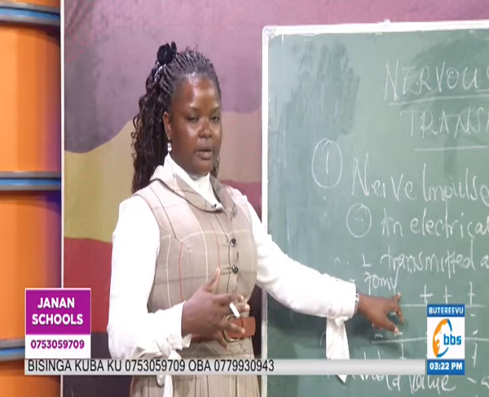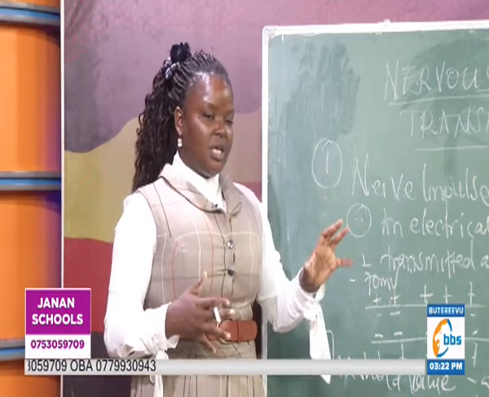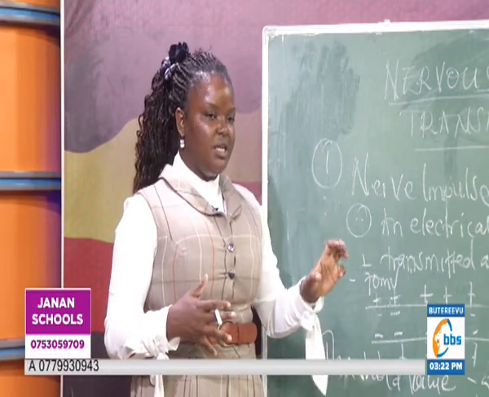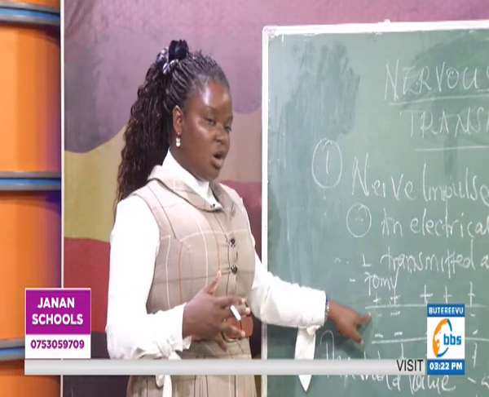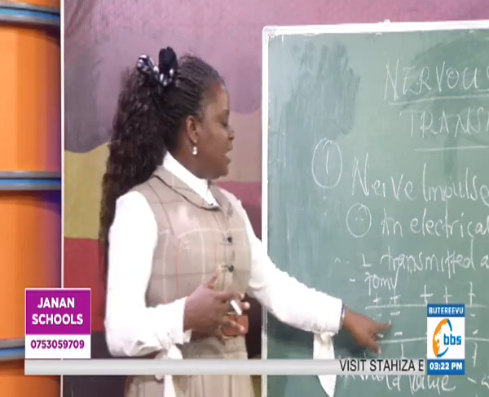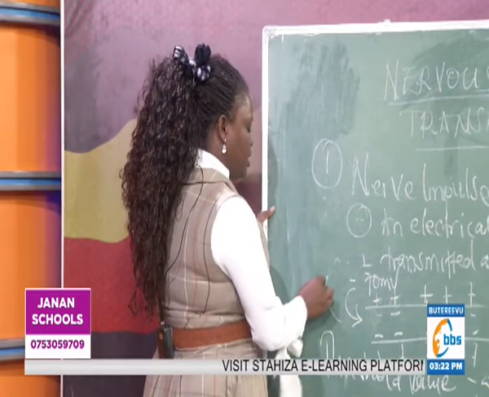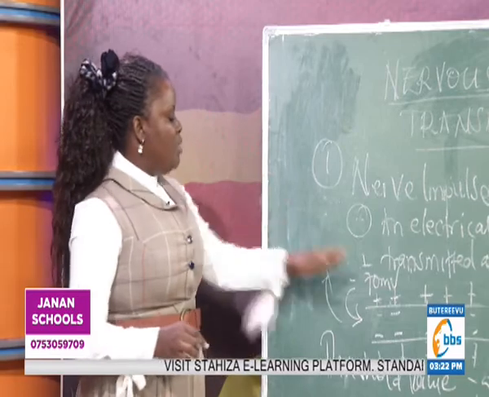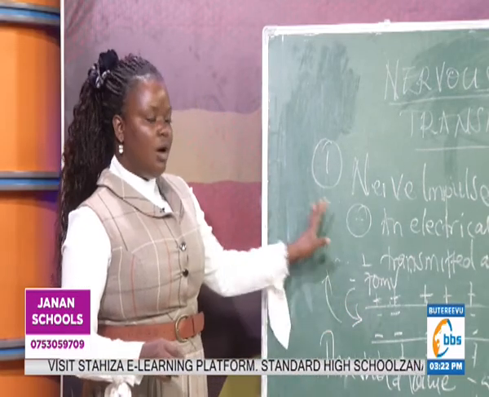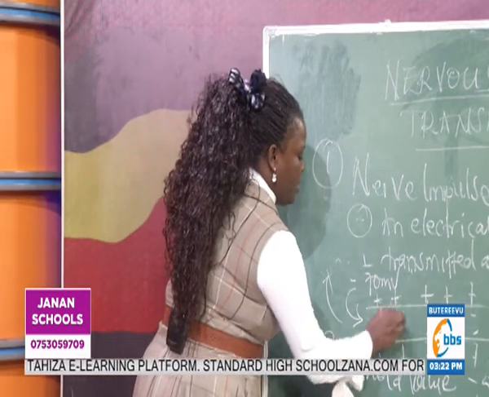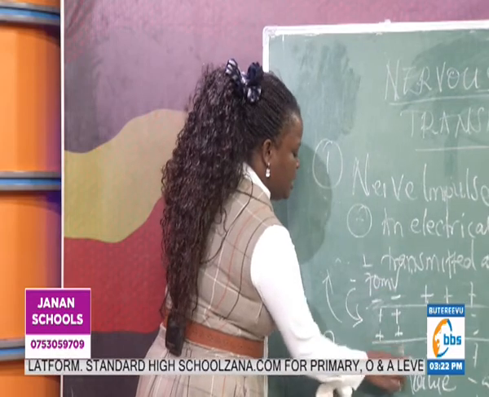What happens is, when you touch a hot object, the pain receptors or the heat receptors are stimulated. When they're stimulated, they alter the membrane potential of the axon membrane such that more of the sodium ions that are outside will enter inside and the potassium will move out. More sodium will enter than the potassium that is moving out, making the inner membrane a little bit more positive and the outer membrane a little bit negative.